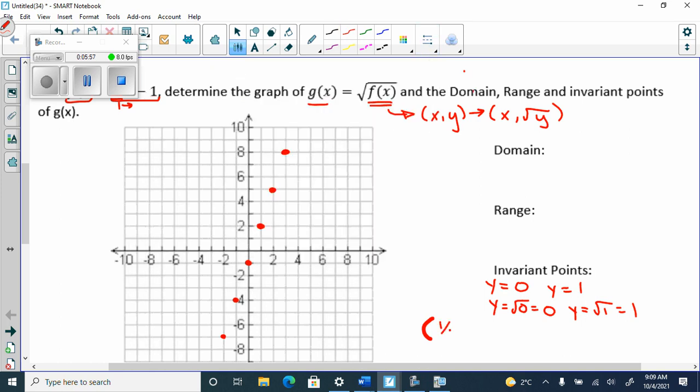So we know 1/3 and 0 is my x-intercept. It's also going to be an invariant point. So I'm going to plot that. I'm actually going to make it green because it's invariant. It doesn't change. Where's my other invariant point at?